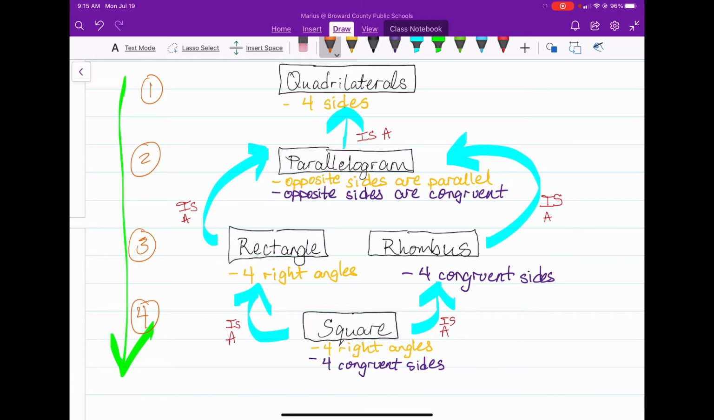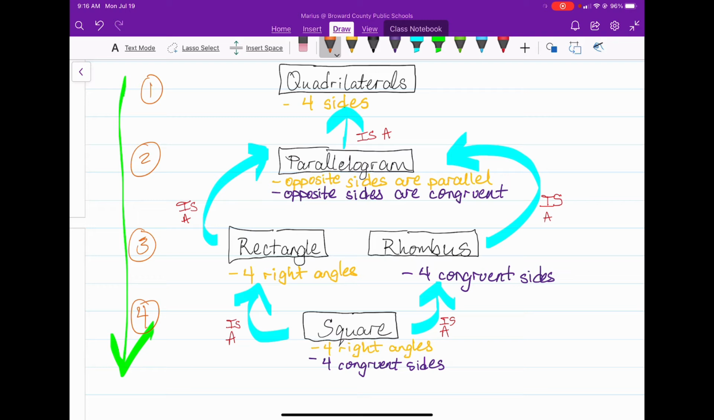Okay? Now, what is also true is that the opposite sides are congruent and the opposite sides are parallel. And it has four right angles. So everything above rectangle also applies to rectangle. But the definition that makes a rectangle is not only that it has four sides, not only are the opposite sides parallel and the opposite sides are congruent, but it's that it has four right angles specifically.